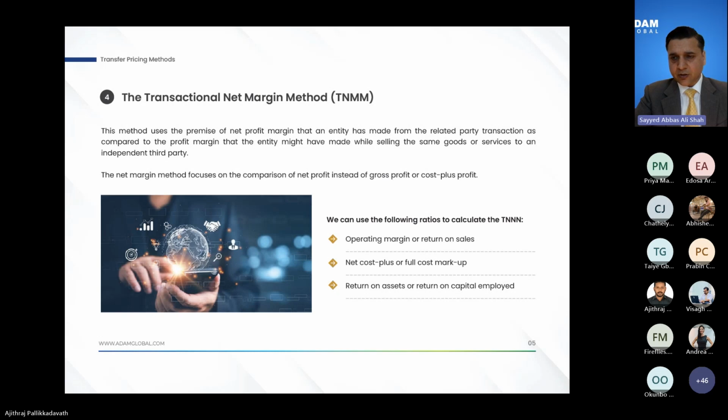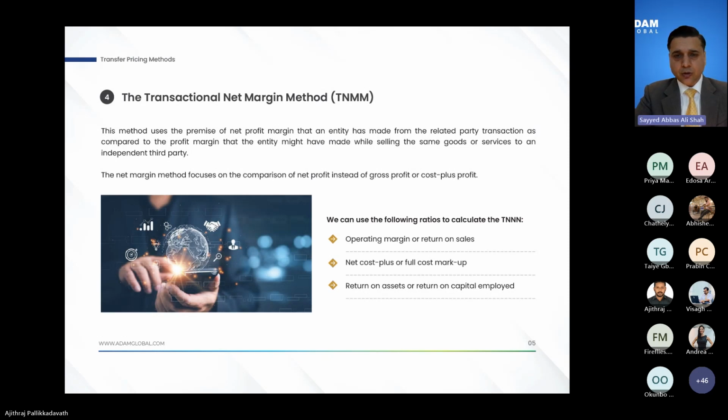Now, we as accountants, some of you may not be purely accountants. For us accountants, we know we have certain ratios available to find out the net profitability. These are some of the suggested ratios that we can use for the transactional net profit method. One of them could be operating margin or return on sales. That's one of your first ratios.